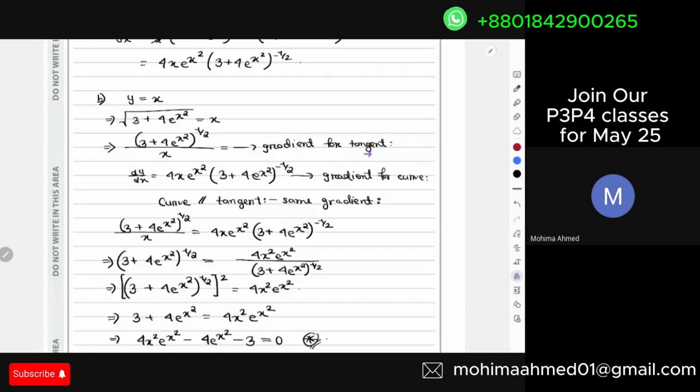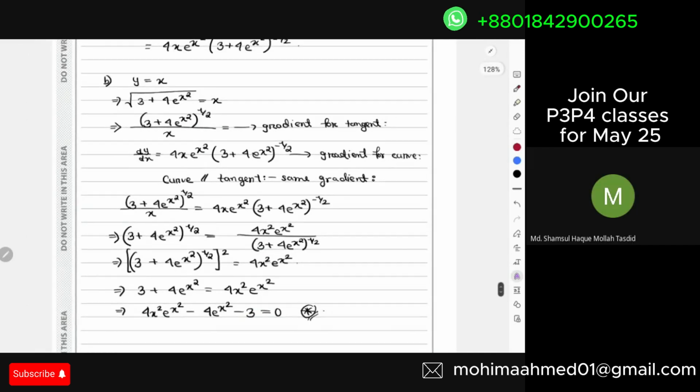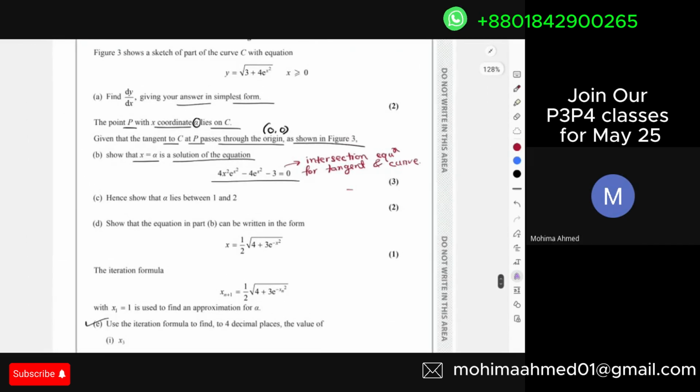So we got the gradient for the tangent, we got the gradient for the curve, and we know that point P was the intersection between the tangent and the curve. So we consider their gradients equal to each other and solve to find the intersecting equation and the intersecting point, which was point P. Yes, those two matched. So therefore we can say that x equals a is a solution for this equation. No need to say more over here, only proving this is enough.